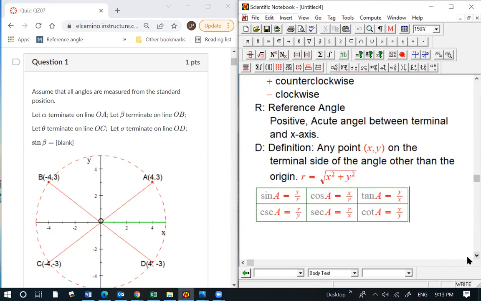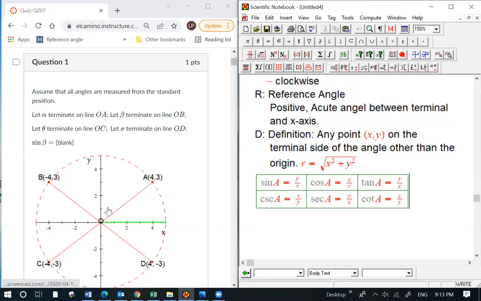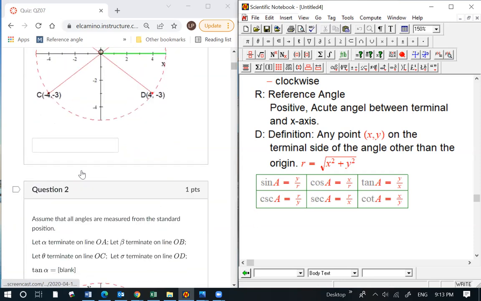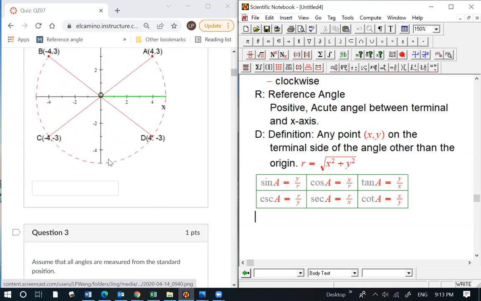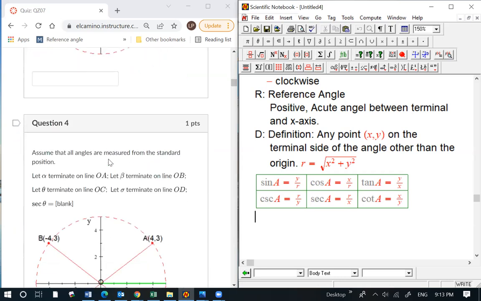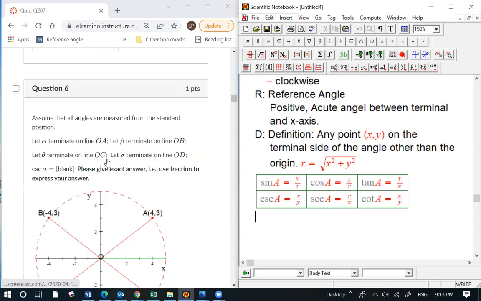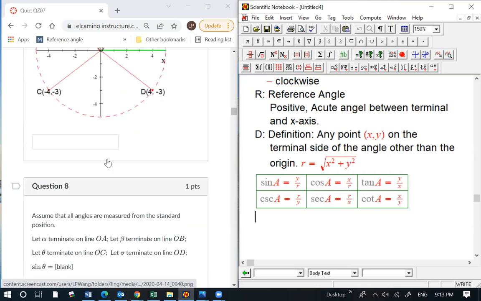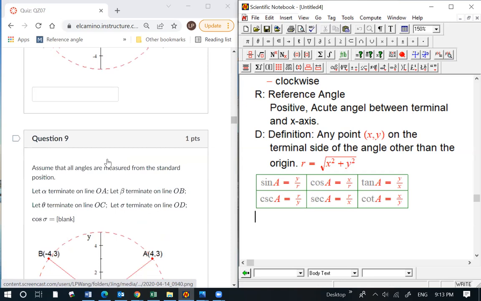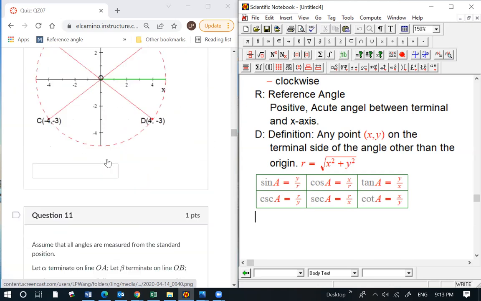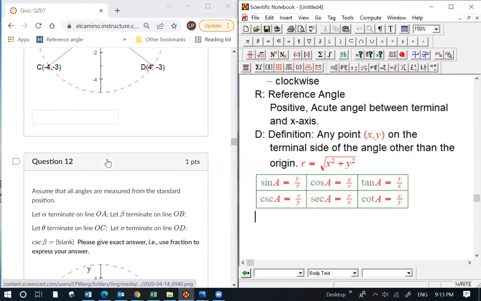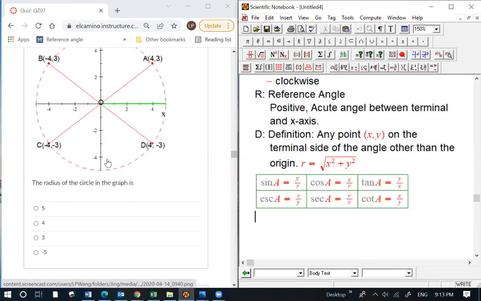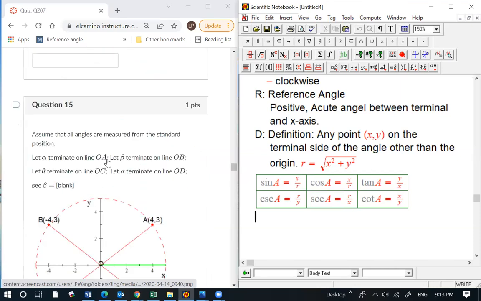For example, alpha, for terminal OA. Forget about this particular one. I'm going to break the order. You can see they're all in different orders, all of these questions. Now it's open for you. It's asking for sine alpha, beta, and all of these. They're asking you in all these different ways.